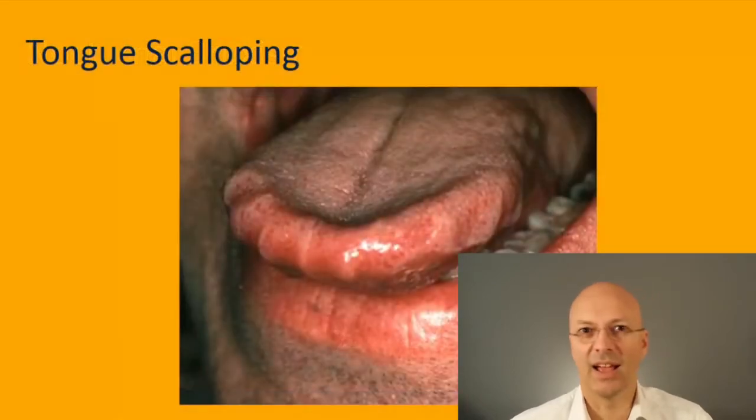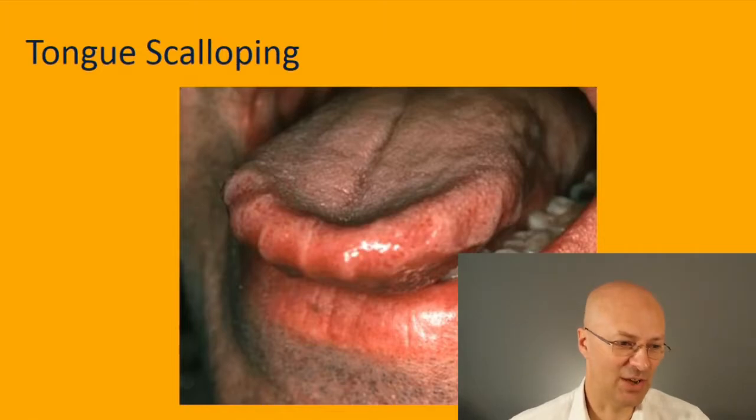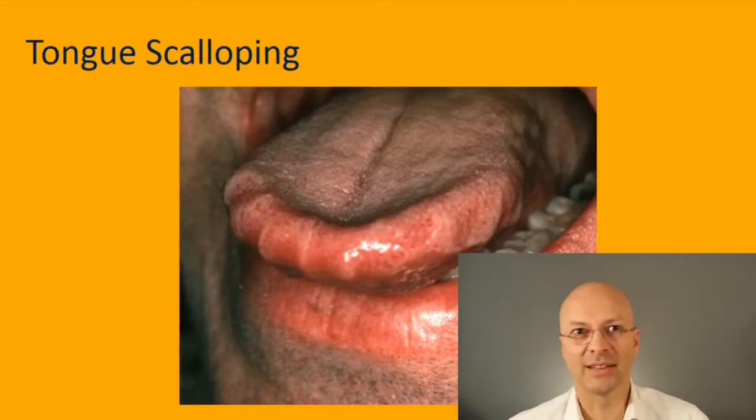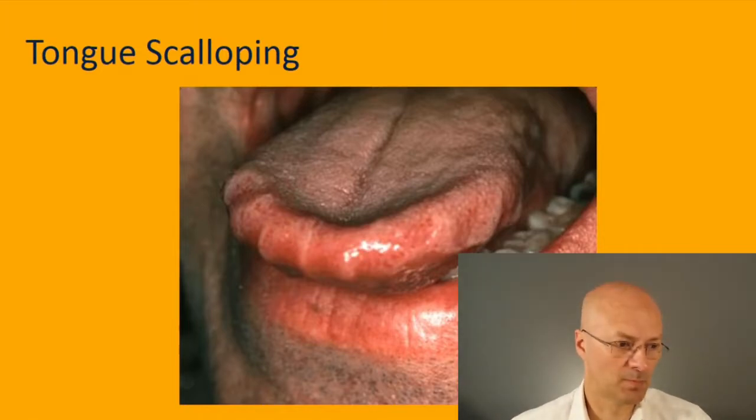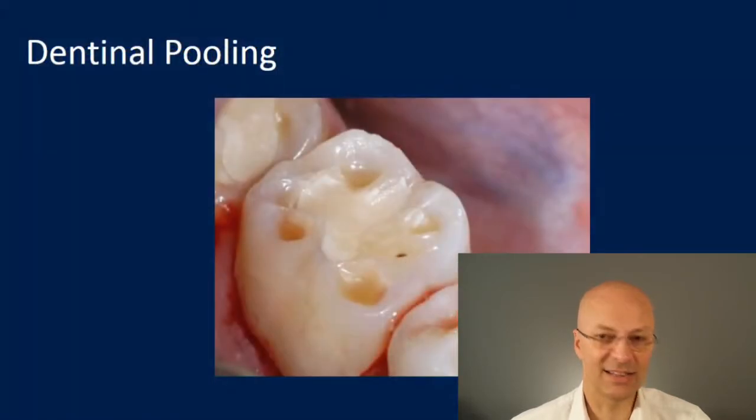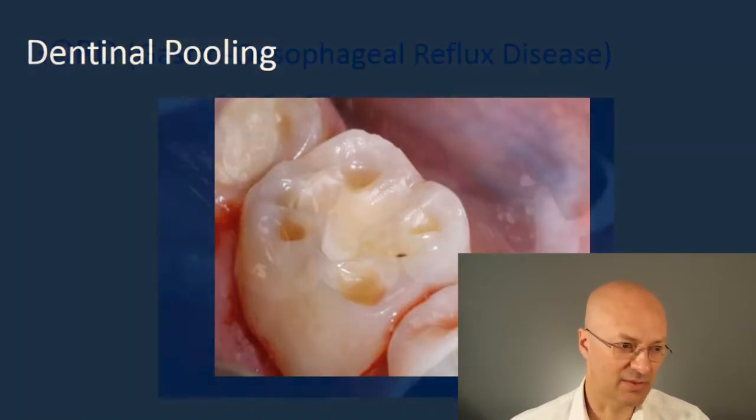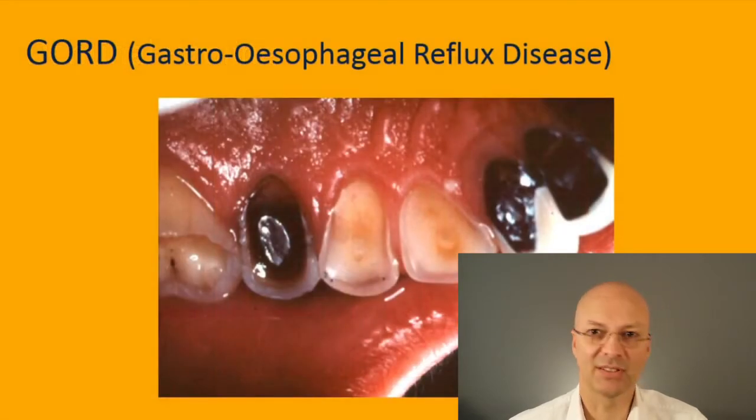Screen them. And here we go, a beautiful example of tongue scalloping. Now, I don't know if you can actually see on the teeth there, they're really quite flattened. And again, dentinal pooling. This is evidence of acid erosion. And there we are from a palatal perspective. Gastroesophageal reflux disease and what it does to the teeth.